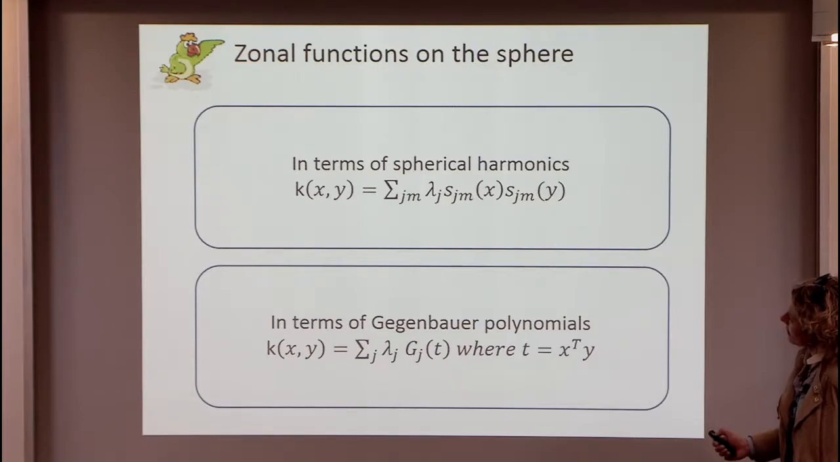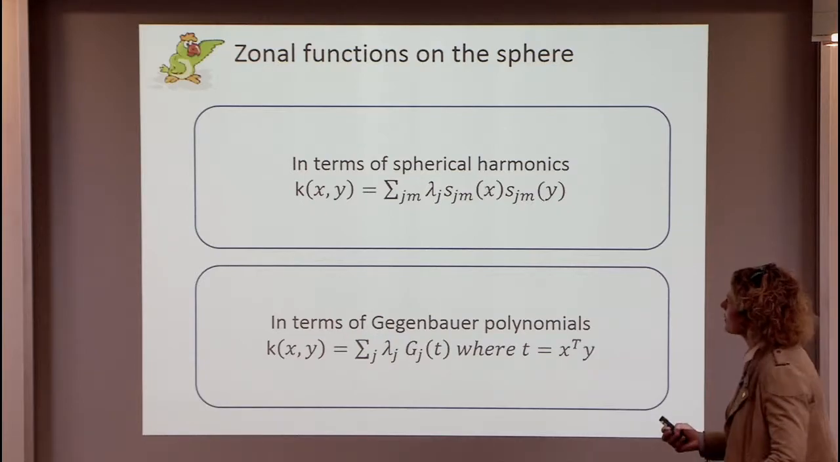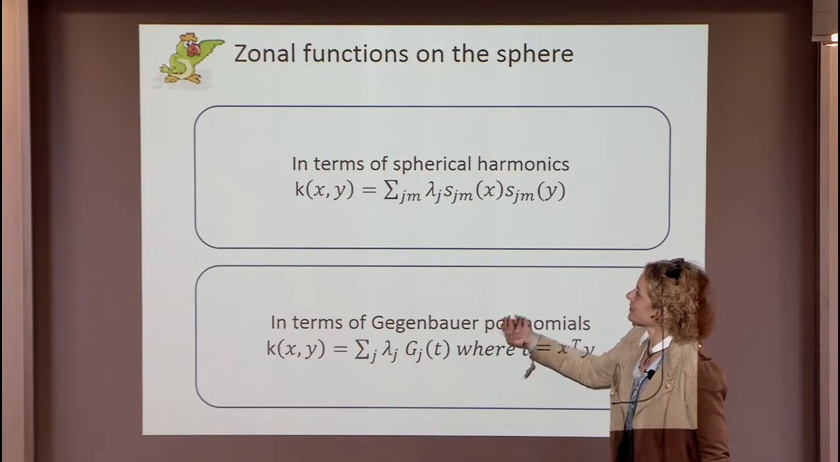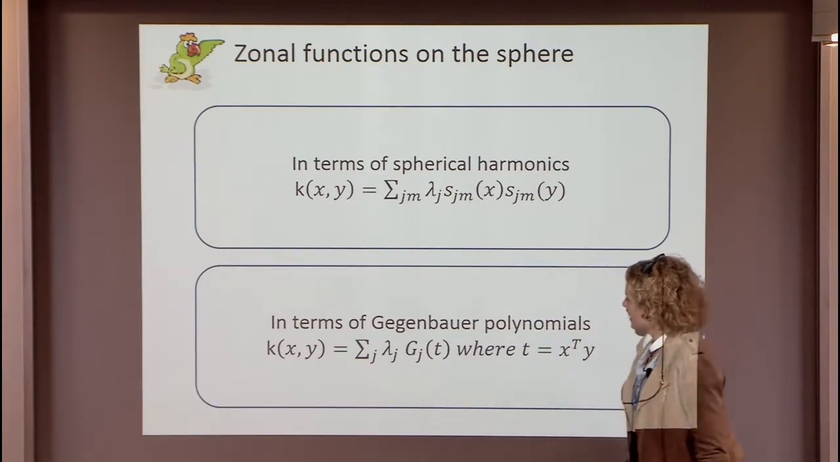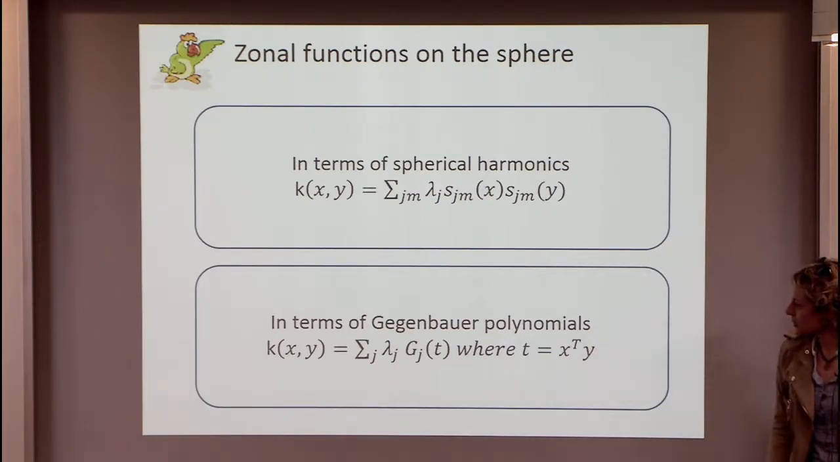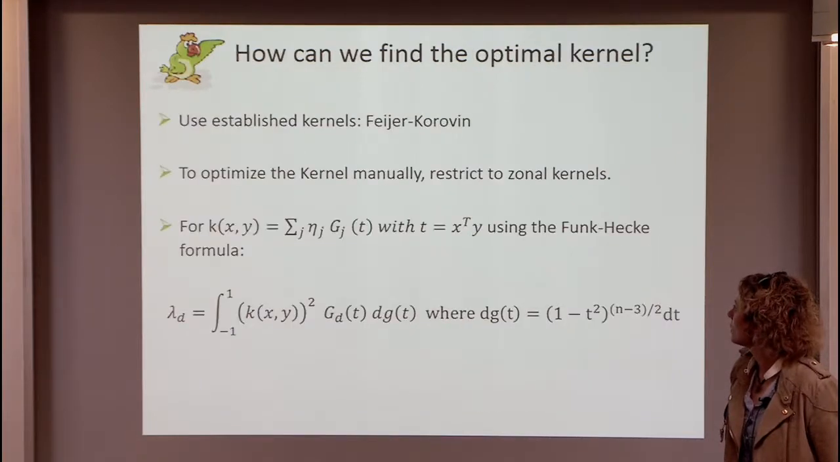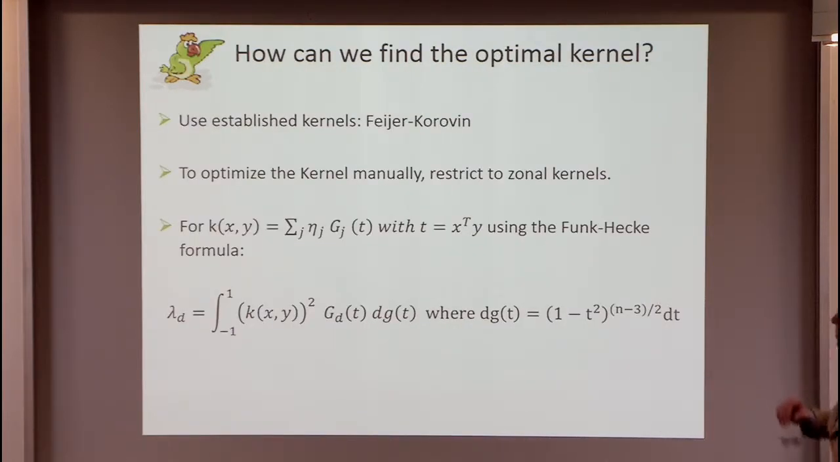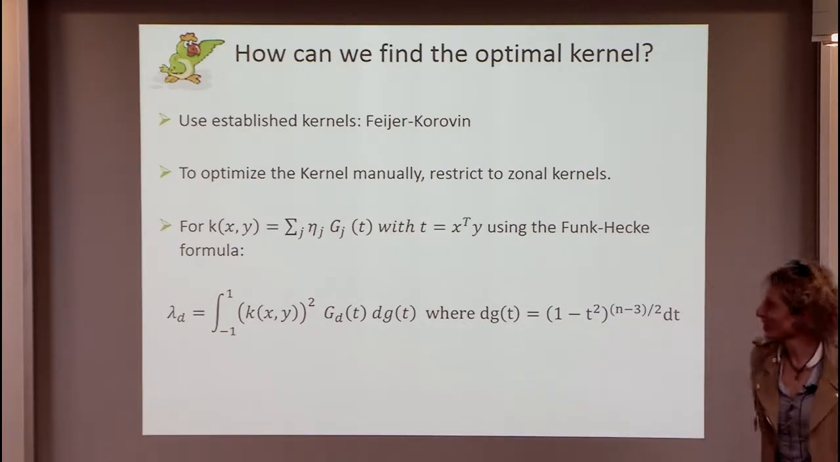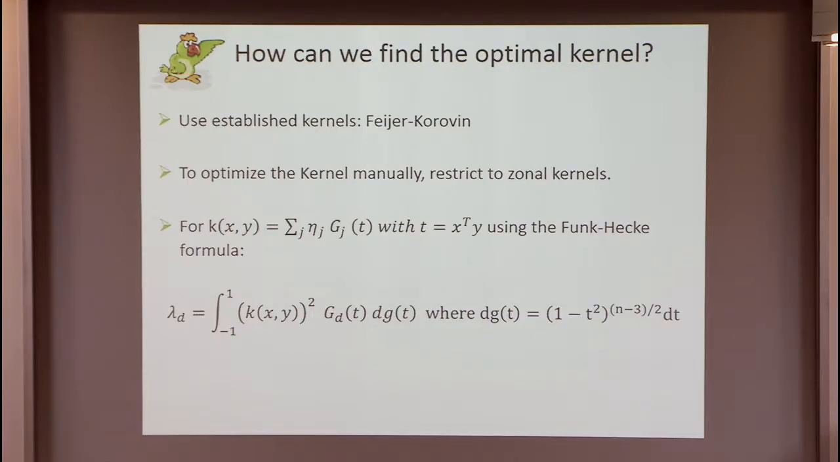So what do these look like, maybe for the sphere? On the sphere, you could also write this out in terms of spherical harmonics, just to emphasize what these R_j would actually be. But of course, I'm now just going to think about it in terms of these Gegenbauer polynomials. One could use some kind of established kernel. In fact, I learned from Parrilo there's something called the Wehner-Korovkin kernel, which in fact turns out to also be the optimal one. But we can also find the optimal zonal kernel.